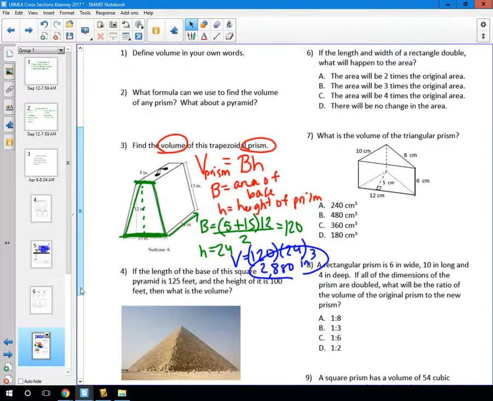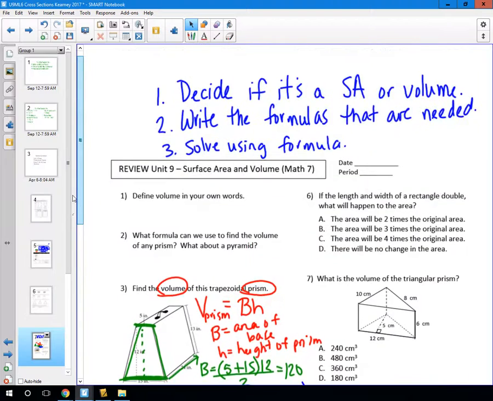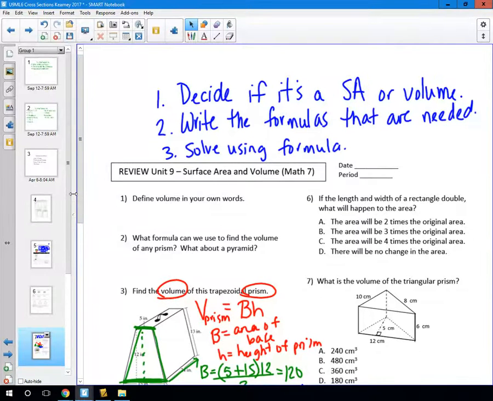So step one, come back up here. We decided if it was a volume problem or surface area. It's volume. Step two, we wrote the formula. Step three, we solve. For every problem, I want to see that you're going through and first deciding, is this volume or surface area? And use those formulas.